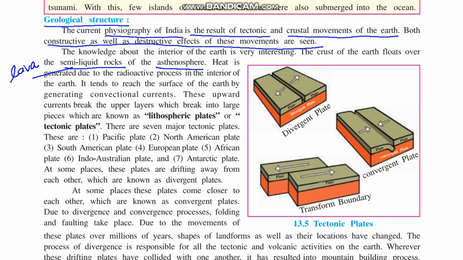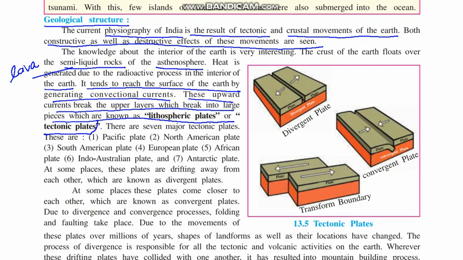Heat is generated due to the radioactive process in the interior of the earth. It tends to reach the surface of the earth by generating convectional currents. This upward current breaks the upper layer into large pieces, which are known as lithospheric plates or tectonic plates. Now let us understand it.